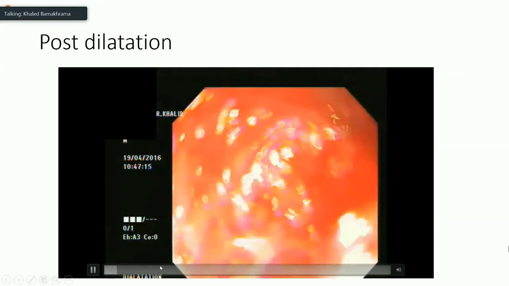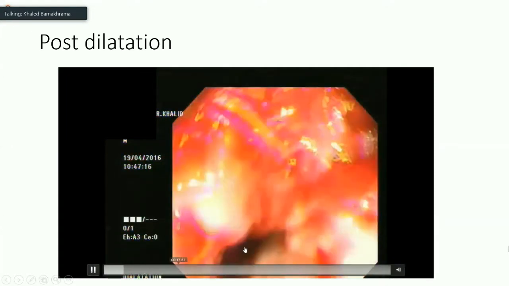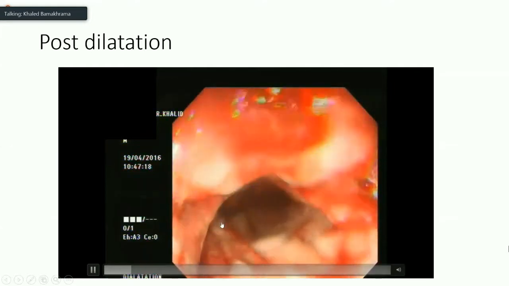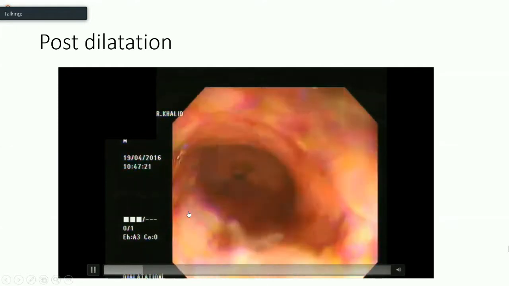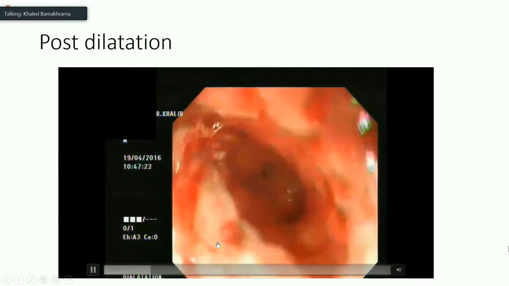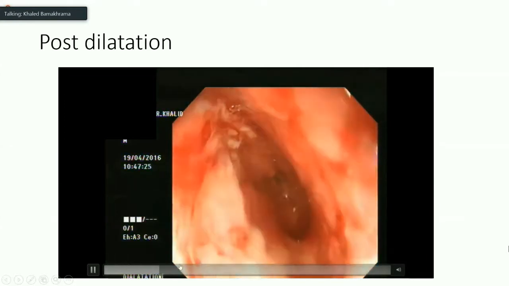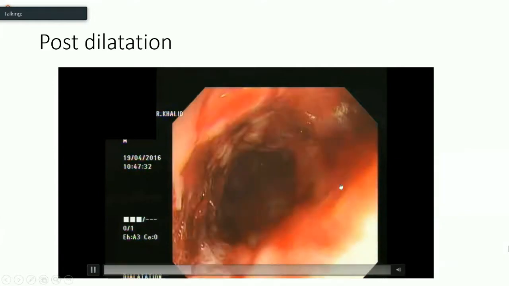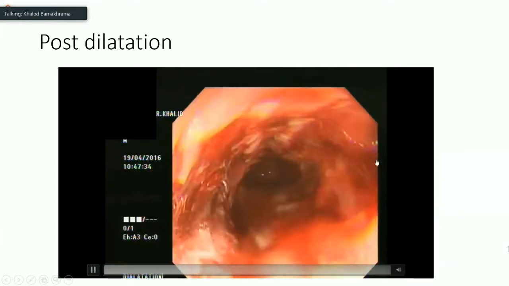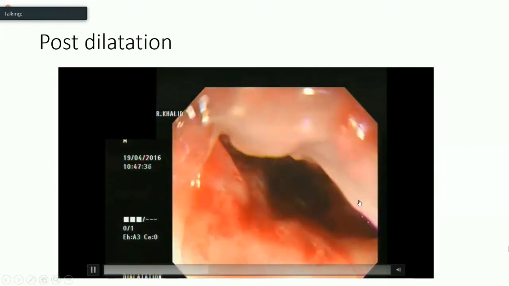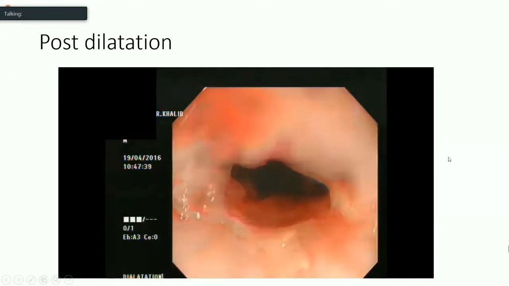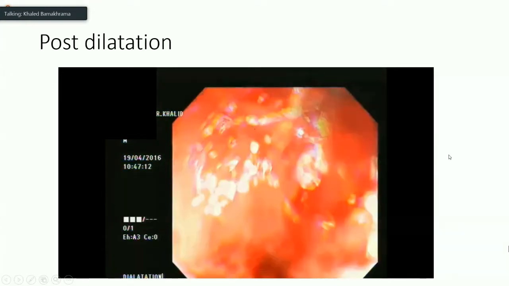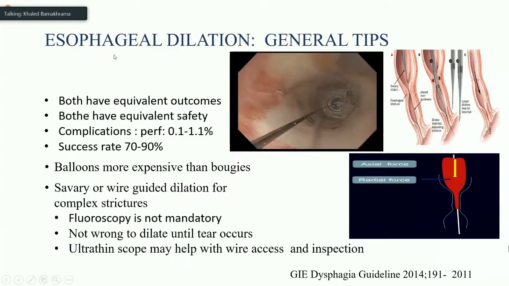You can see very nice dilatation, and you can see there is a good tear, and the scope is passing. You can see here, this is the nice tear, but the patient didn't improve. We went again for the other modality.